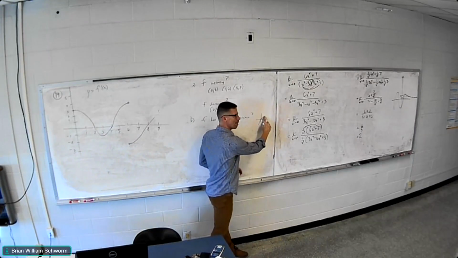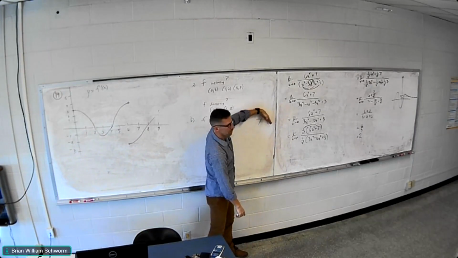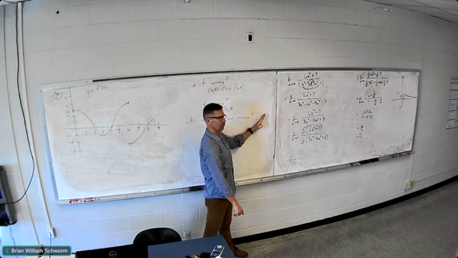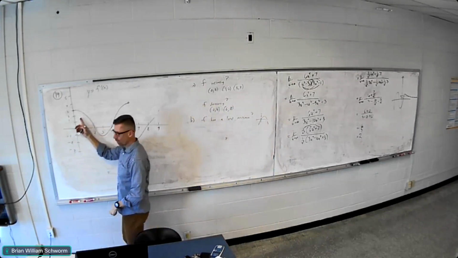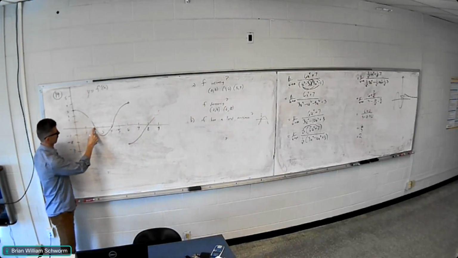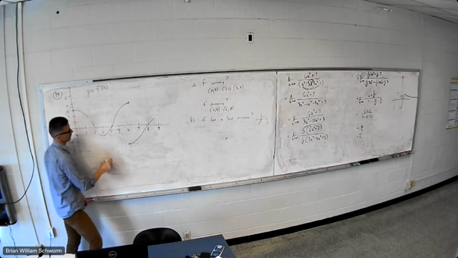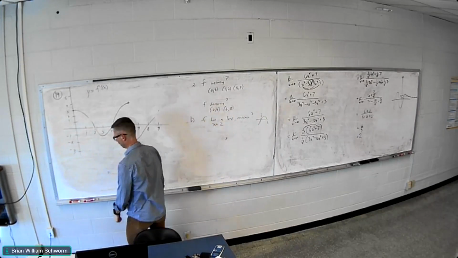For it to be a local maximum, the derivative has to change from positive to negative. That's what happens at a local maximum. So we're trying to figure out where does it change from positive to negative. Positive to negative at 2. So there's a local maximum at 2.